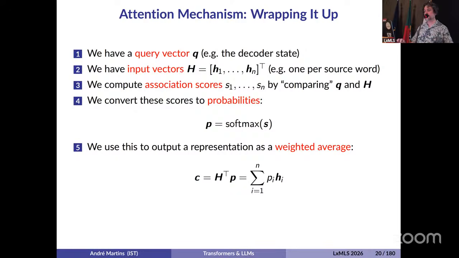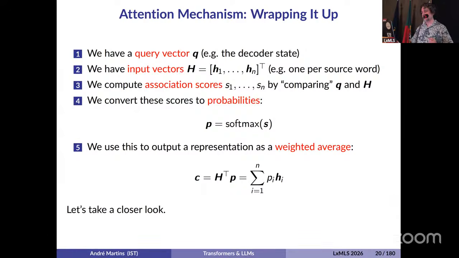We need to compute association scores by comparing the query with these input vectors. Okay, I'm going to tell you later how we can do this, but this is going to result in real numbers S1 to Sn. But because we want probabilities and not real numbers, we use a softmax transformation to convert these scores to probabilities. As we have these probability vectors, we do a weighted average of the input vectors, which you can write in matrix notation as H transpose times P. And this is going to give us a new vector that you can think of as a view of the inputs, but focusing on the important parts.